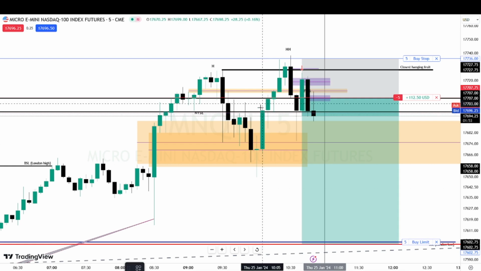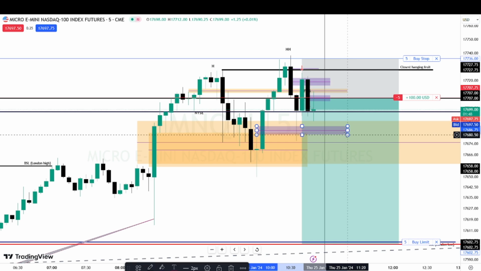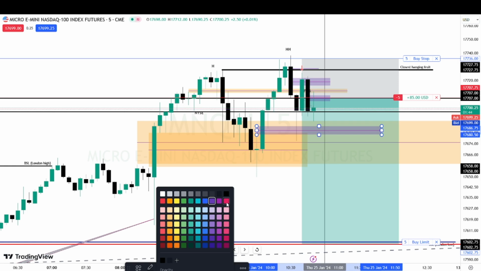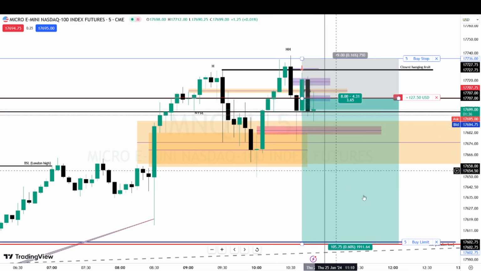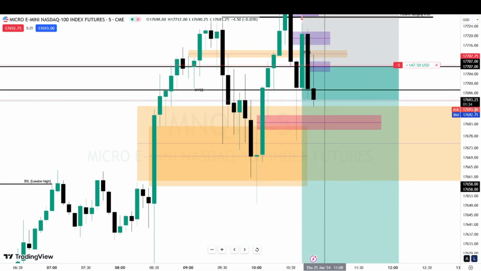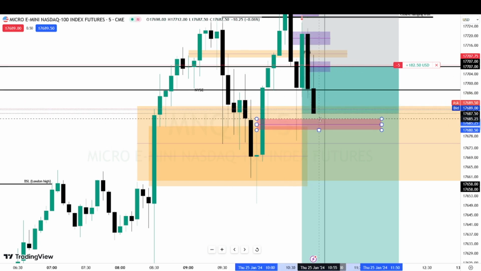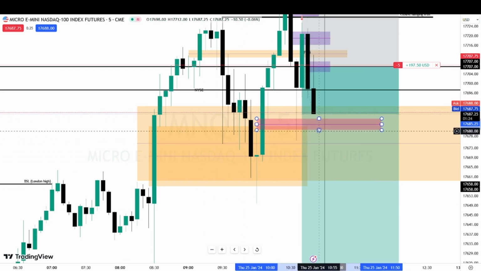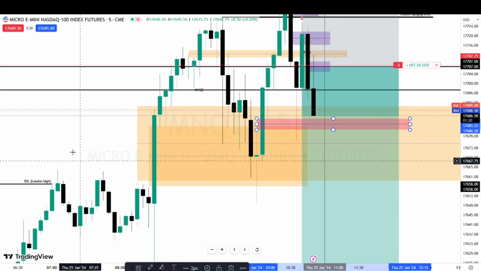Now, coming to managing trades, it would be nice. Let me change the colors to the ones that I want to see resisting price. It would be nice if we close below this. It would be very, very nice if we close below this fair value gap right here, the one that you are seeing right here. This will be the sign for me that the price is really willing to go low.